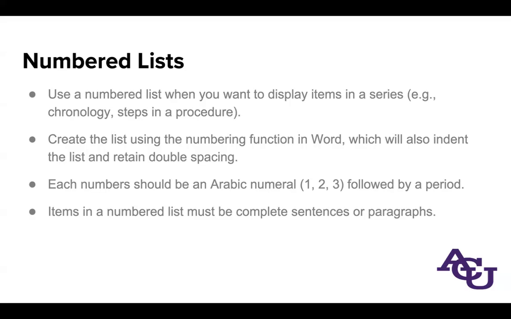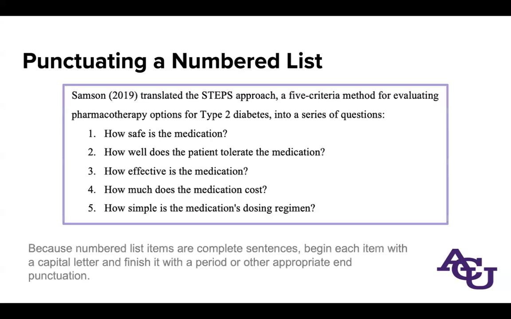The reason you follow them with a period is that the items in the numbered list have to be complete sentences or paragraphs. So in APA, a numbered list has to be complete sentences. You can't number phrases. You gotta have complete sentences. It is an APA rule. So here's an example. Sampson 2019 translated the STEPS approach, a 5-criteria method for evaluating pharmacotherapy options for type 2 diabetes, into a series of questions.